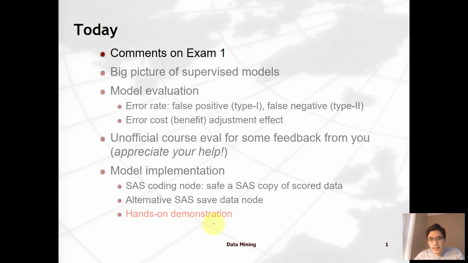Exam 1 is about the fundamental concepts that we have talked about in this course, as you have seen going through the exam. It covered missing values, overfitting, supervised versus unsupervised models, supervised methods, and data mining tasks. All of those are very fundamental, and the fact that you're doing well means that you are very much ready for the second part of the course.